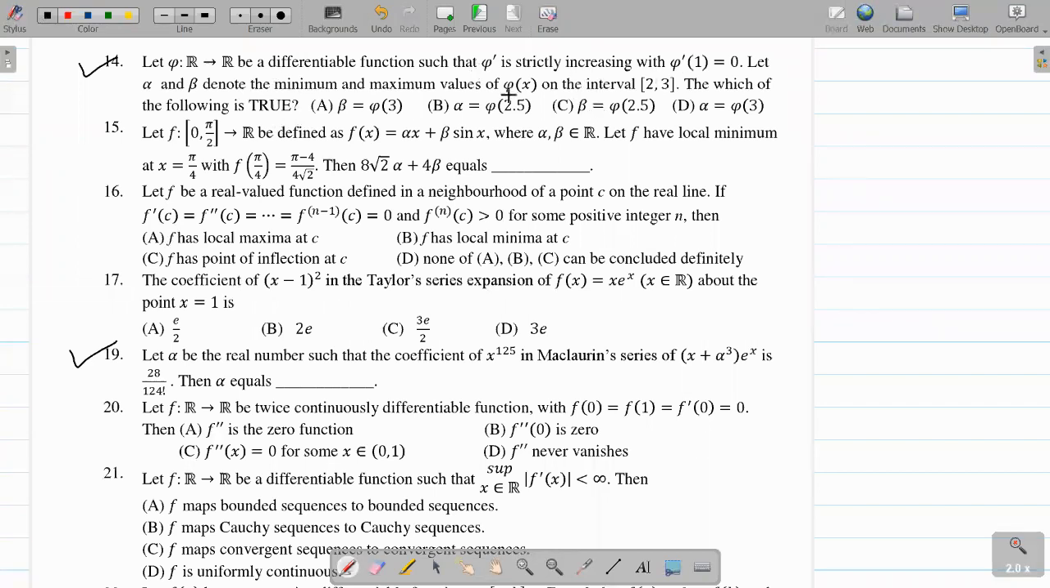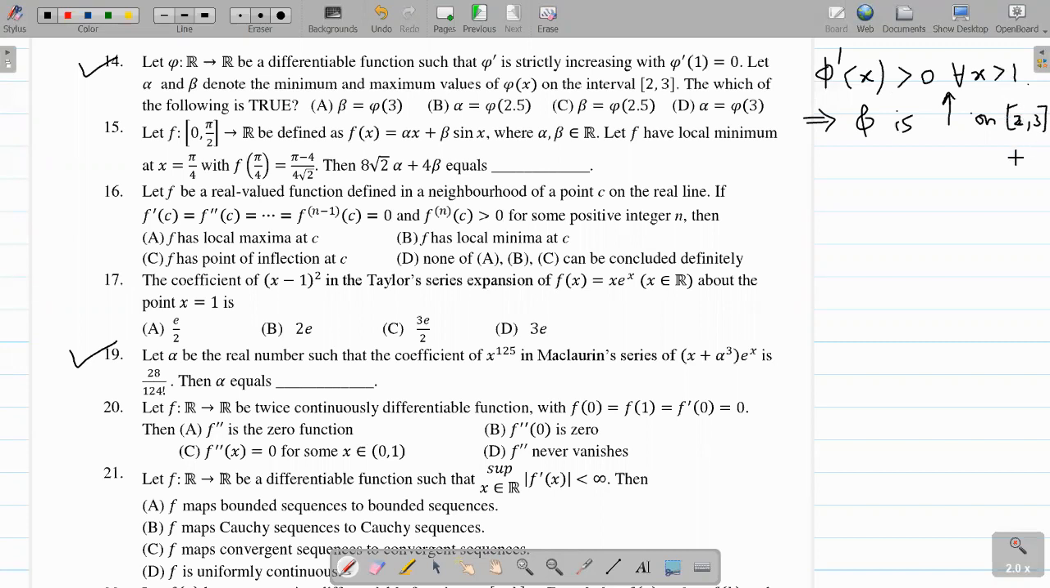Phi dash is increasing means what? So what will be phi dash x for x bigger than 1? Can I say phi dash x greater than 0 for all x greater than 1? Increasing है ना? And at 1 it is 0. So if x is bigger than 1, phi dash is positive. But phi dash is positive means phi is increasing after 1. So it is increasing on 2 to 3.